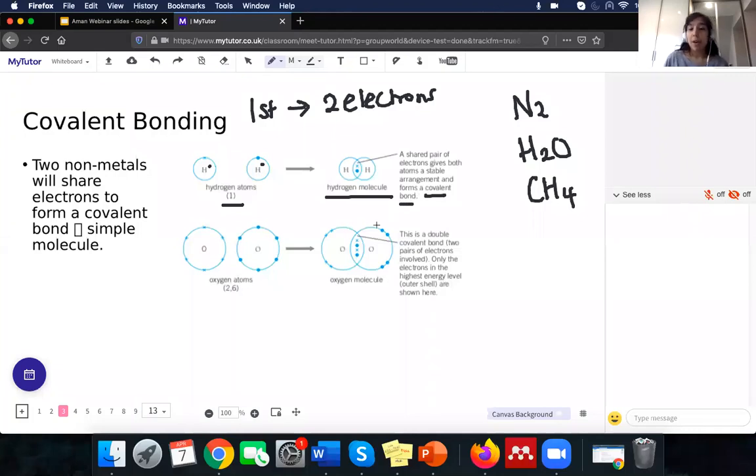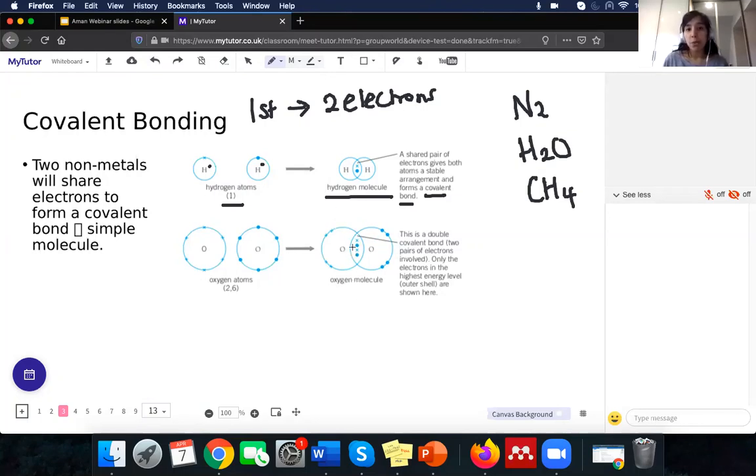So let's think a bit about that covalent bond. This is a single covalent bond, and that's because each hydrogen atom is sharing 1 electron. Whereas if we look at oxygen here, we can see that each oxygen atom is sharing 2 electrons. So 2 from this oxygen and 2 from this oxygen, and therefore that is a double covalent bond. You can also get triple covalent bonds, which we're going to look at in just a second.